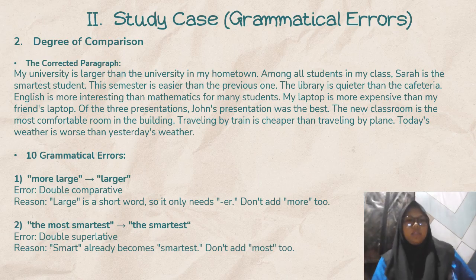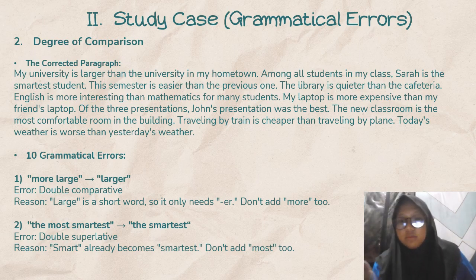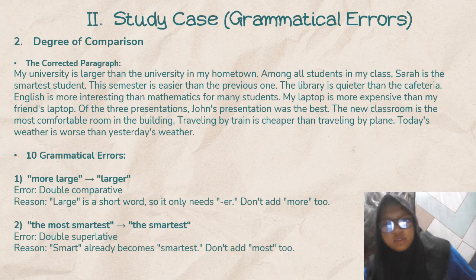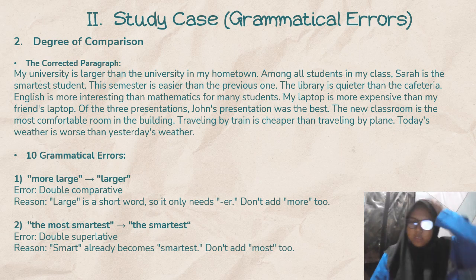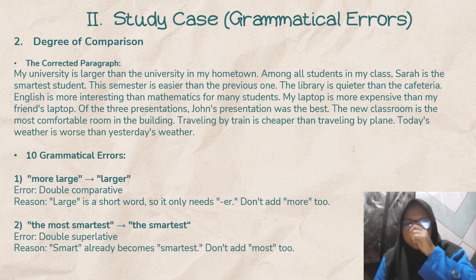For the 10 grammatical errors, the first one, more large, it should be larger. The error is double comparative. The reason is large is a short word, so it only needs er. Don't add more to. Two, the most smartest, it should be the smartest. Double superlative. The reason is smart already becomes smartest, don't add most to.